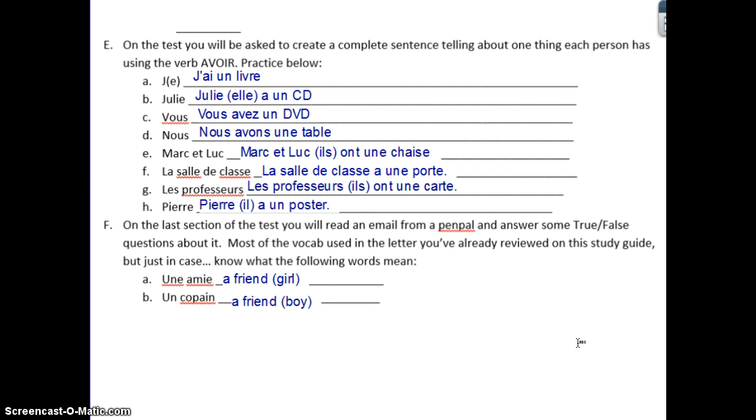Finally, on part F of your test, you will have to read an email from a pen pal. Now, truth be told, most of those vocab words from the email are actually on other parts of your study guide, so I didn't want to bore you with having to write them out again. But 2 of them that do kind of throw people off when they're trying to answer those true-false questions are the words une amie, which is a friend, happens to be a friend who's a girl, by the way, you can tell by the E on une and amie, and un copain, which is also a friend, kind of like companion. It happens to be a friend who is a boy.